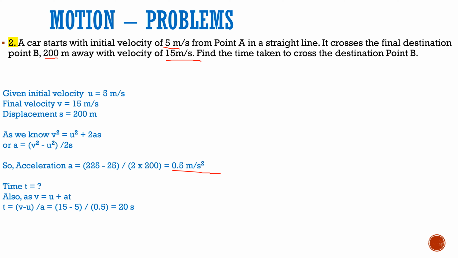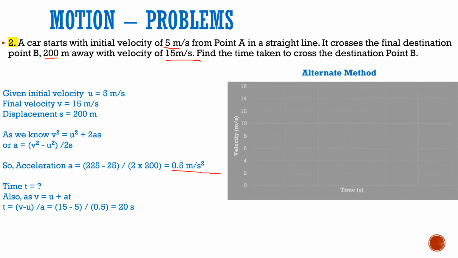So basically the correlation between the displacement and the velocity time graph is the total area. If we recollect, the total area under the velocity time graph gives us the displacement.